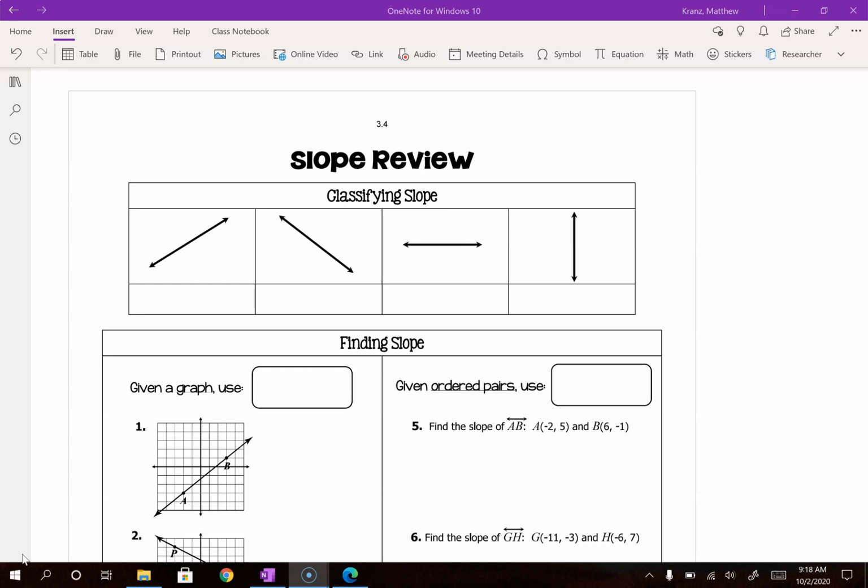So the first thing we're going to review is what are these types of slopes? Well, the first one, since it's going up to the right, that is a positive slope. Going down to the right is a negative slope. This one here is a zero slope. And this one is called an undefined slope. And we'll go into that later.